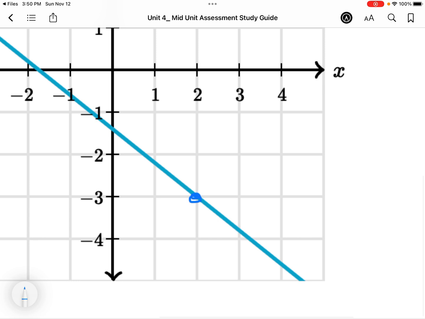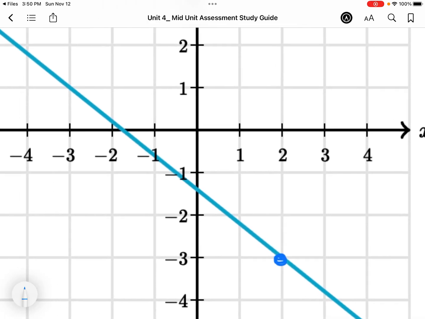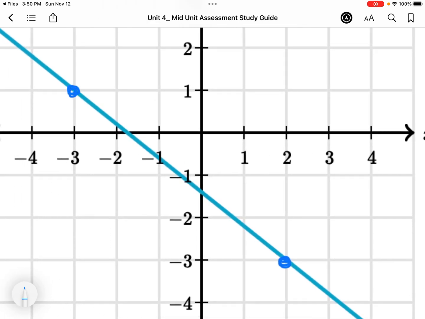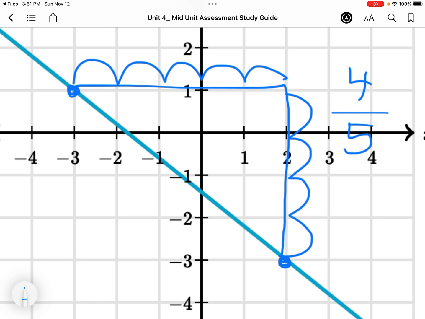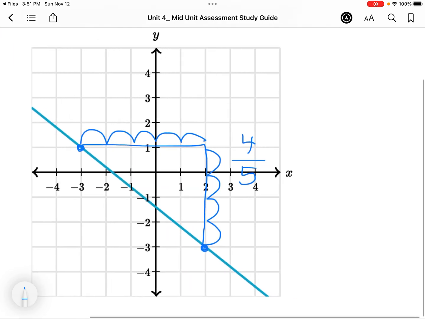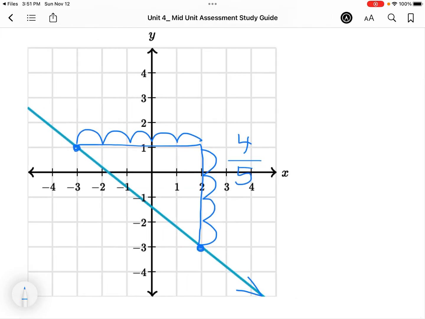What is the slope of the line? So I'm going to find my point. Look for another one. Rise, run, 1, 2, 3, 4. 1, 2, 3, 4, 5. And again, it decreases because it's going down from left to right. So it's going to be negative 4/5.